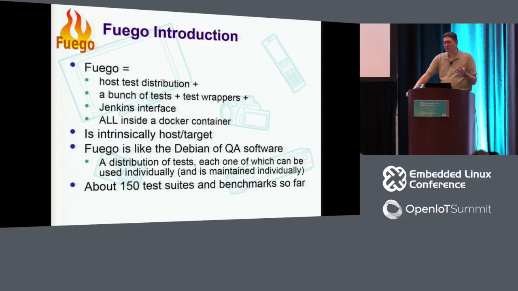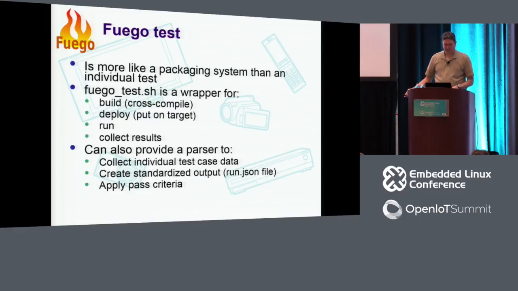This is an analogy I just barely came up with: Fuego is like the Debian of QA software. So it's more like a distribution than it is a test harness. Well, it has distribution-like attributes. There's a bunch of tests in Fuego, and each one has its own little package that tells it how to run, how to install, that type of thing. Right now, we have about 150 different test suites included in Fuego. Some of them are Fuego-specific tests, but most are wrappers around existing tests. So it's more like a packaging system than an individual test.